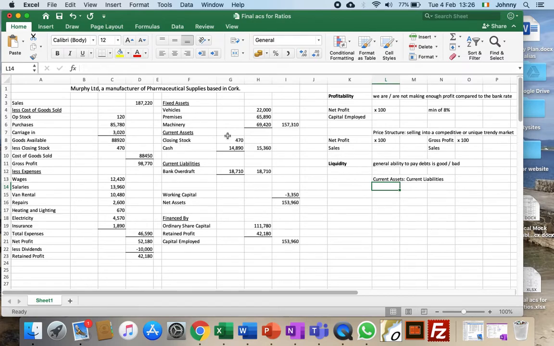Okay, so we're comparing that to our current liabilities. These are the bills that we have to pay. In this case, we've got an overdraft, so we owe money to the bank. So we're asking ourselves, how much of a burden are these current liabilities, these bills that I have to pay? Are they a big burden for us?